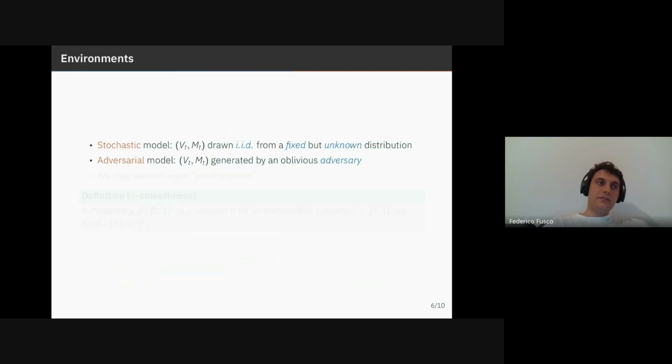Okay, we have specified which are the feedback models we study. Now let's look at the environment, the data generation models. From the literature, we have 2 paradigmatic models. The stochastic model, where VT and MT are drawn IID from a fixed but unknown distribution, and note that VT and MT can be arbitrarily correlated, or, let's say, the other more demanding adversarial model, where VT and MT are generated by an oblivious adversary in an arbitrary way.